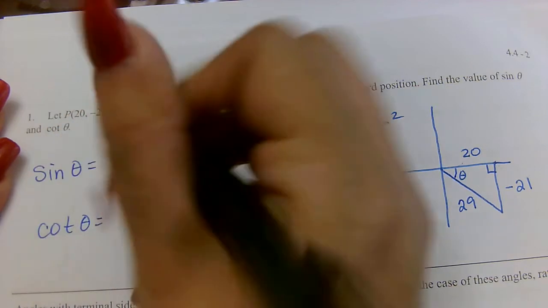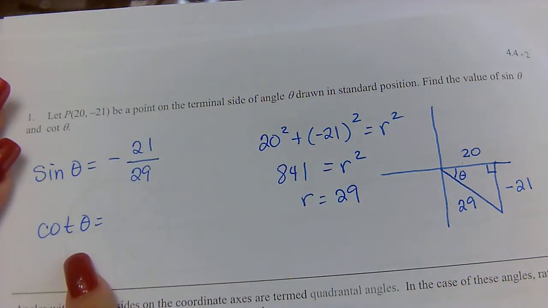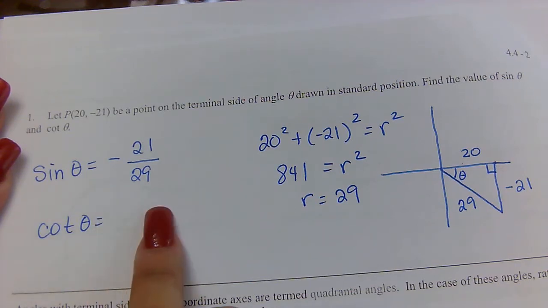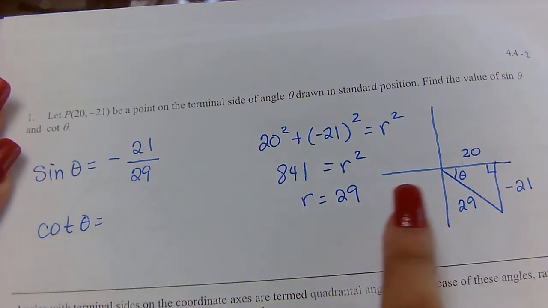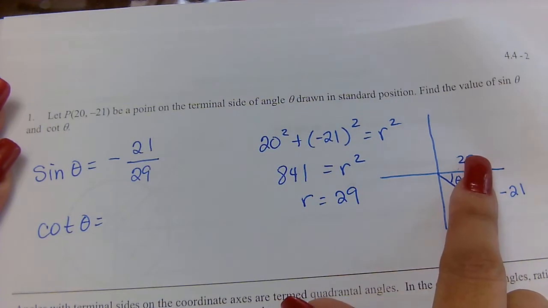Cotangent. If you remember, cotangent is the reciprocal of tangent. So cotangent is going to be adjacent over opposite. So adjacent is going to be 20.